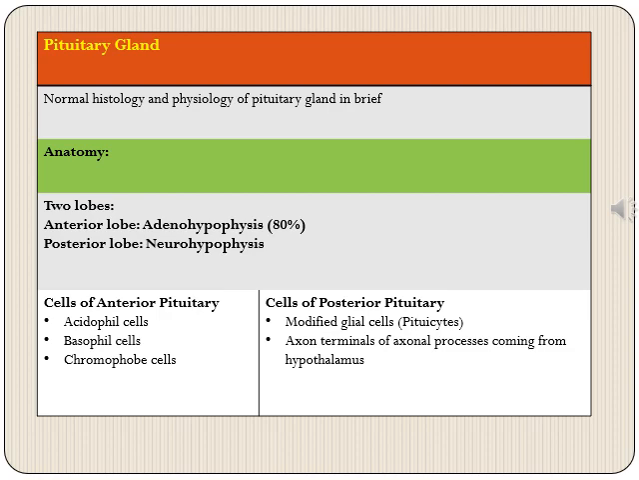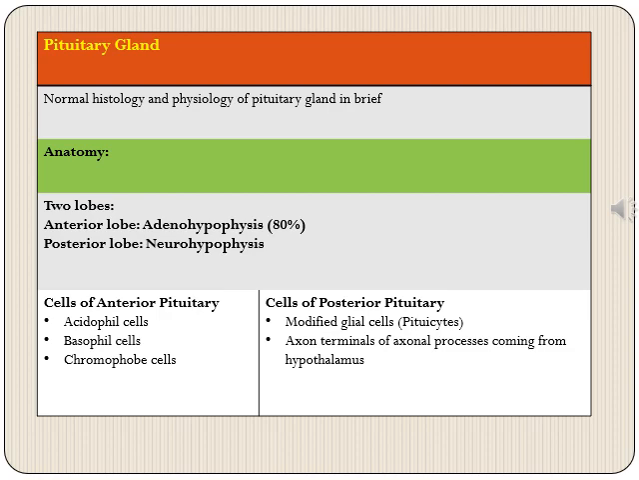So anatomy, as we know, there are two lobes of pituitary: anterior lobe, which is also called adenohypophysis, and posterior lobe, which is also called neurohypophysis. Adenohypophysis comprises the major chunk of pituitary mass, which is almost 80%. Then the cellular composition of both these lobes is different.